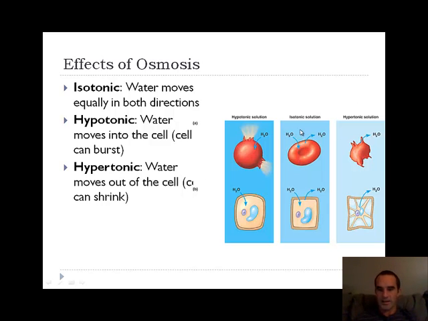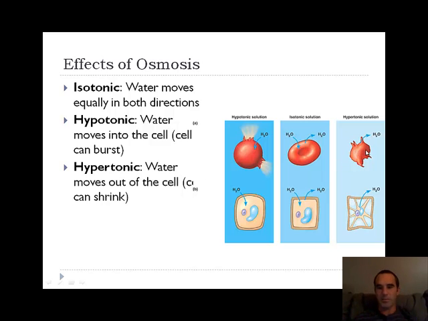In isotonic, isotonic is balanced. That means the concentration of water on the outside and the inside of the cell is the same. So water is not going to move more in or more out. It's going to move equally in both directions. And so this is going to be balanced. The same with our plant cell. It's just going to be balanced.